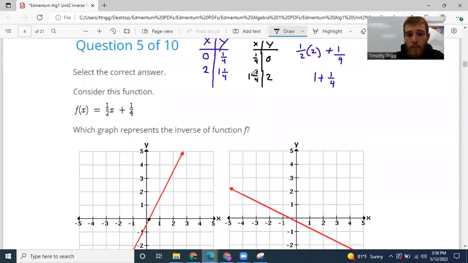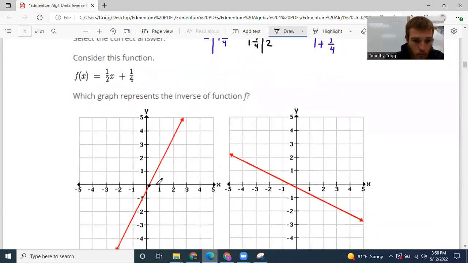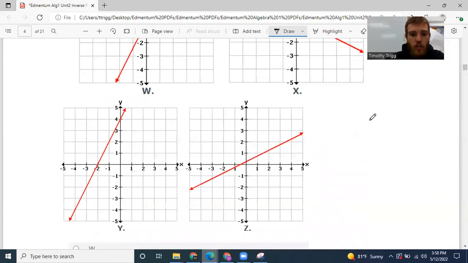Let's double check our other point. 1 and 1/4, comma 2. 1 and a little bit, comma 2. Yeah, that seems right. So we know that that's the correct inverse function.